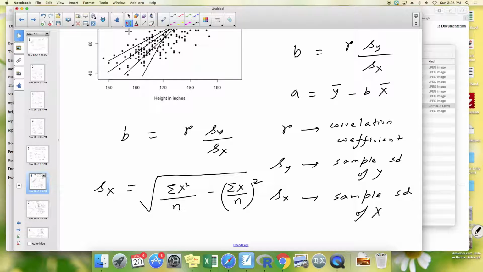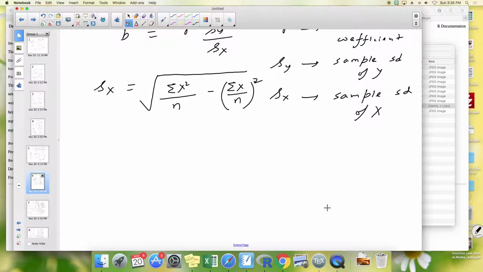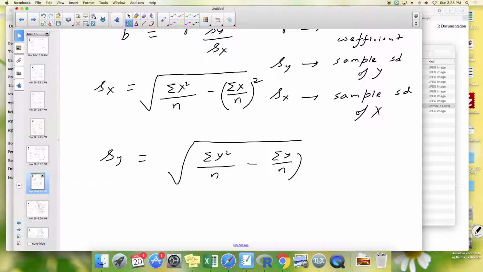Similarly, sy shall be the square root of summation y square divided by n minus summation y divided by n, whole square. And we already know what x bar is. X bar is the average of x, so summation x divided by n. Y bar is the sample average of y, so summation y divided by n.